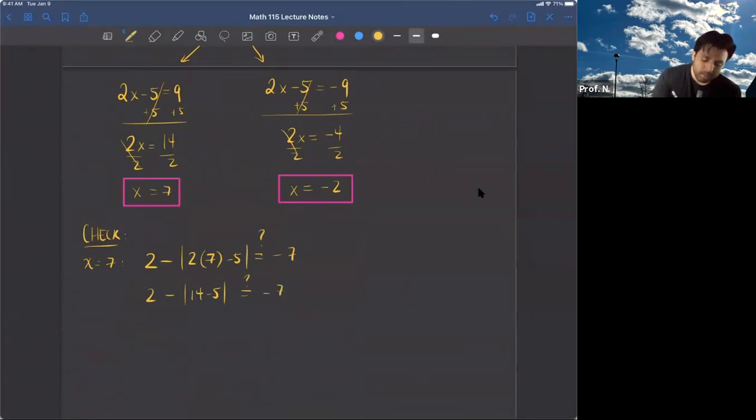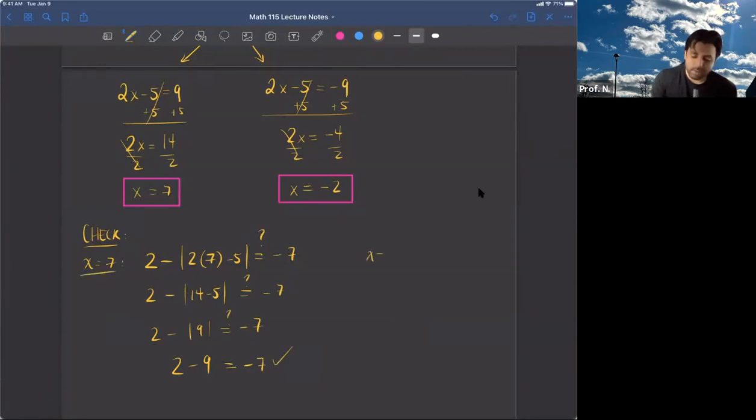Well, 14 minus 5 is what? 9. 2 minus the absolute value of 9. Does that equal negative 7? Well, the absolute value of 9 is 9. 2 minus 9 does equal negative 7. So this checks out. So x equals 7 is true.